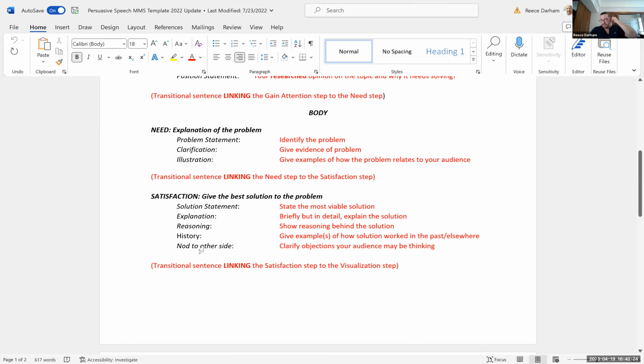Note to the other side is really where you acknowledge the counter argument. You're obviously going to have, anytime you give a persuasive speech, people in your audience, especially on a topic that's a little more controversial, people in your audience who are not going to buy into your persuasion, buy into your solution, for example. This is your opportunity to acknowledge the primary counter argument, and by acknowledging it, you kind of brush it aside. You say, look, it's not really a problem, right? And because you've acknowledged it.